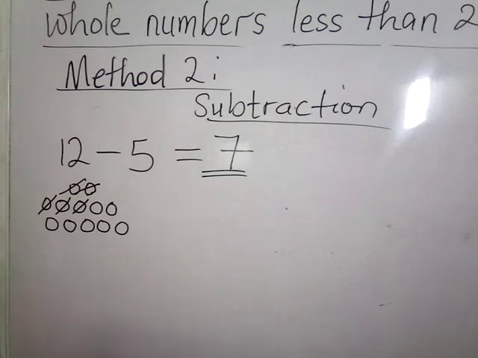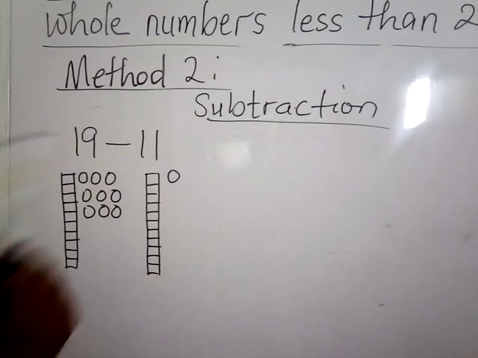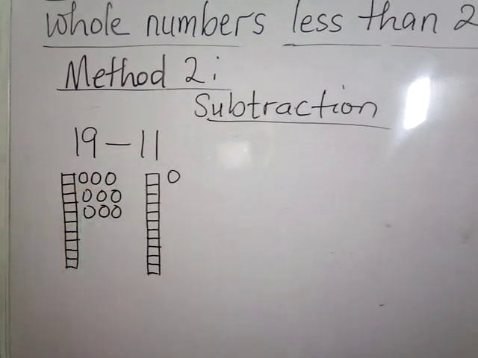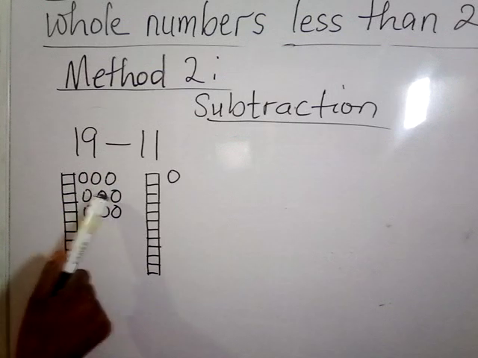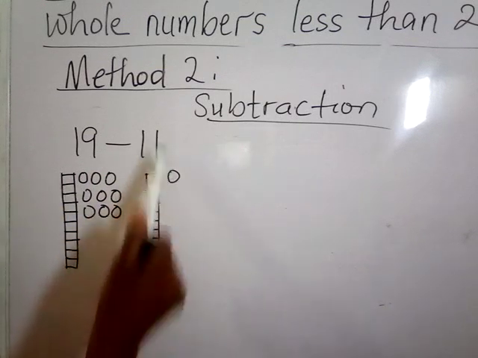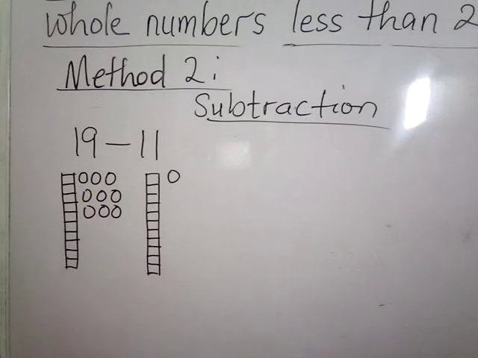All right, so the next example in our subtraction is 19 minus 11. 19 minus 11. So for 19, you have one stack of 10 and 9 units. 1, 2, 3, 4, 5, 6, 7, 8, 9. And then 11 is 1 ten and 1 unit.